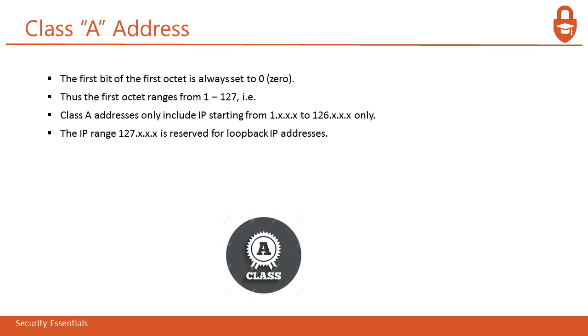First, we'll start with the Class A address. The first bit of the first octet is always set to 0. Thus, the first octet ranges from 1-127. Class A addresses only include IPs from 1.x.x.x to 126.x.x.x only. The IP range 127.x.x.x is reserved for loopback IP addresses. We have 1 to 127, but we can only use 1 to 126 IP addresses, and 127 is reserved for a loopback IP address, right?